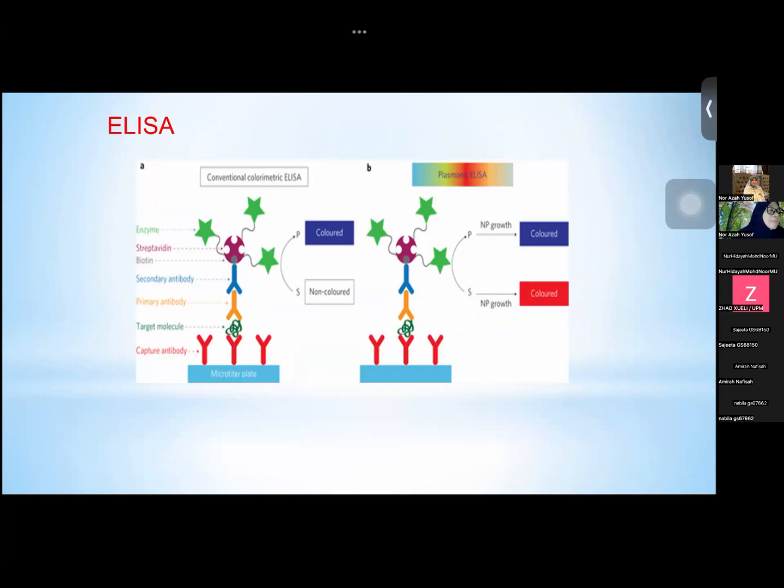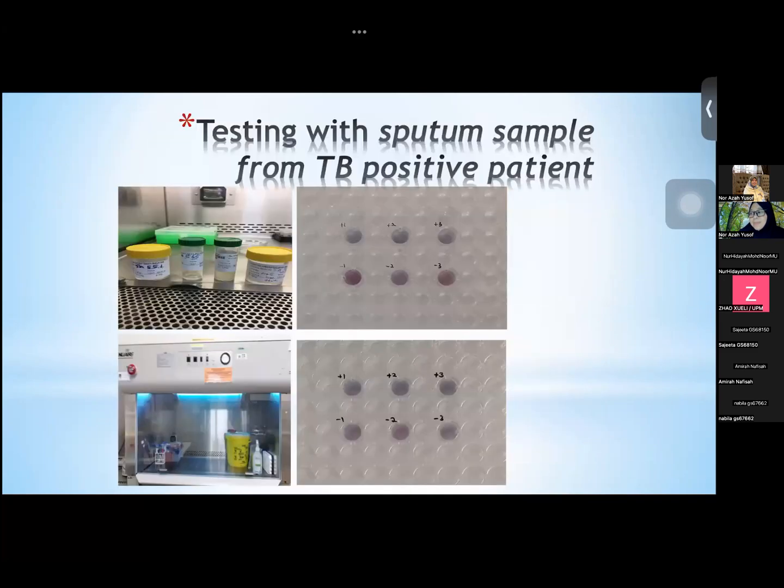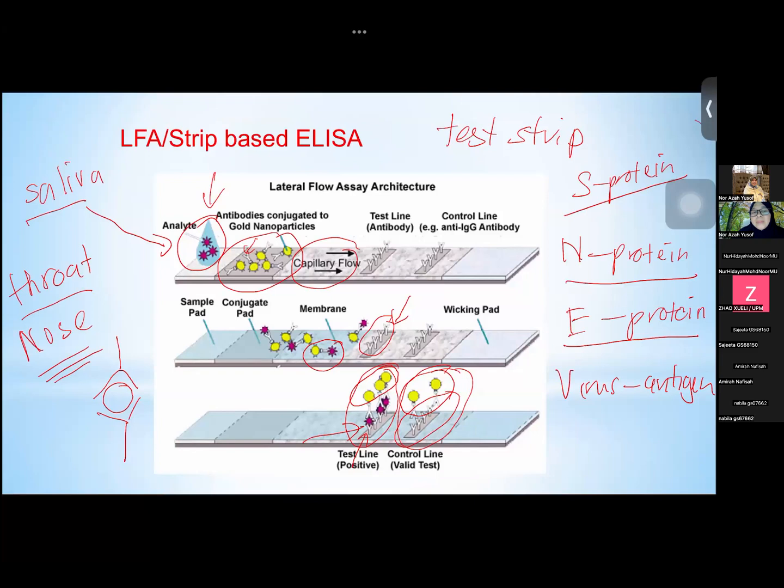Anyone? Prof, I want to ask about the strip. The antibodies are conjugated to gold nanoparticles. My question is, why must we have the antibodies conjugated to the gold nanoparticles, instead of the analyte going through to the test line antibody directly and attaching to the antibody? Oh, yeah. The red one is the antigen, right? If you imagine that there is no antibody with the gold nanoparticles, the antigen will straight away react with the antibody here. So there will be no color.